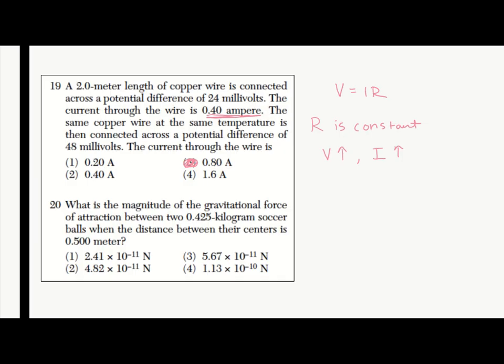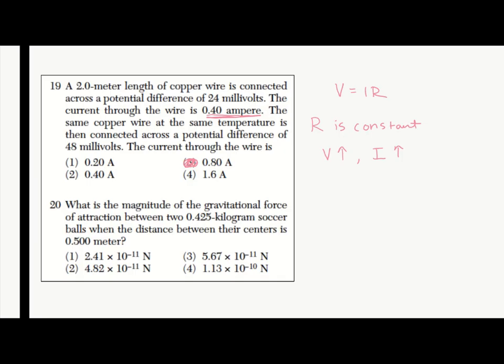All right, number 20. What is the magnitude of the gravitational force of attraction between two soccer balls when the distance between their centers is 0.5 meters? And if you look at all of our answer choices, these are very small, negligible newtons of force. That's why we do not see soccer balls sticking to each other when they're half a meter close to each other. Anyway, gravity is weak.